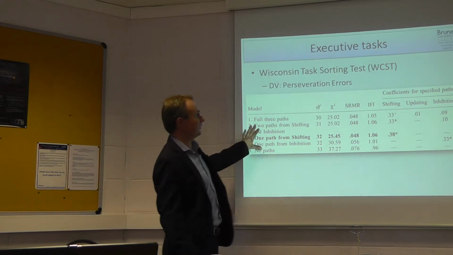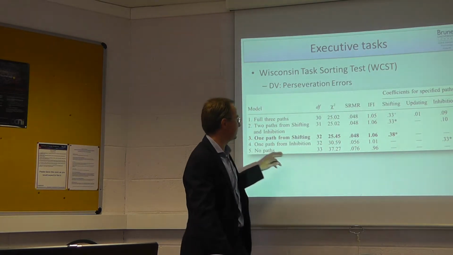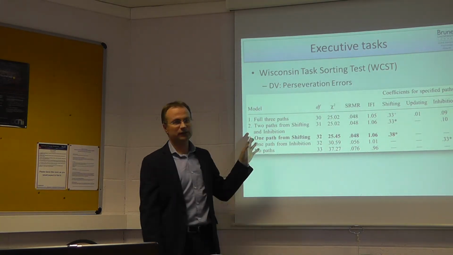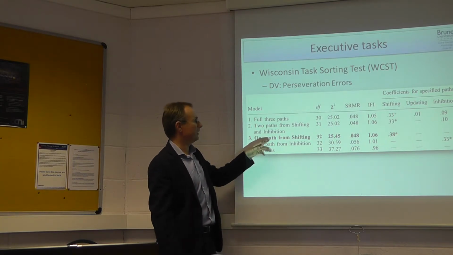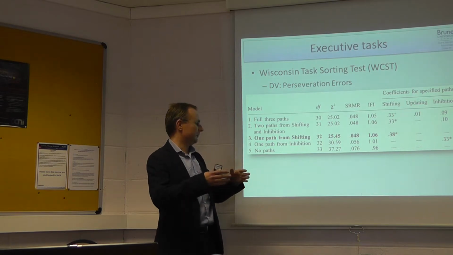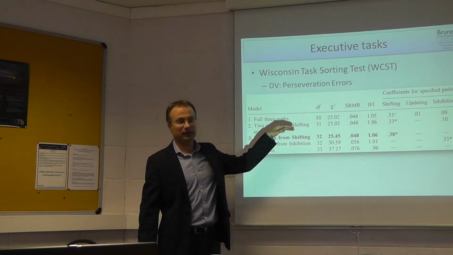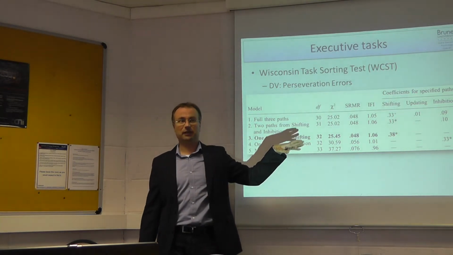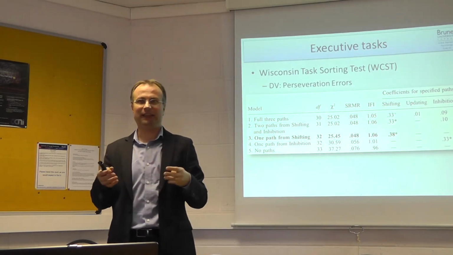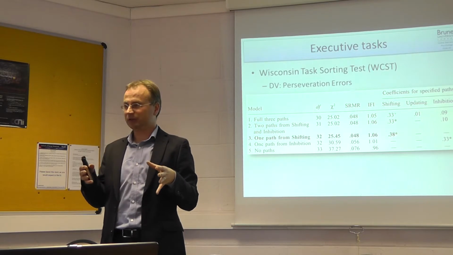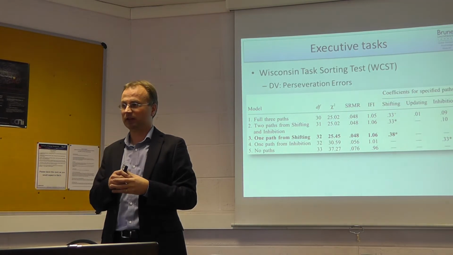And how is that to be read? These are the same criteria, chi-square value, as we have seen before. And they just try different variants. What happens if you have one path from shifting, or no path at all, or all 3 paths? And they compare them to each other, whether one is significantly better than the other. And when they have a couple of models which explain the data to the same accuracy, so they don't differ significantly from each other, they take the most parsimonious model.